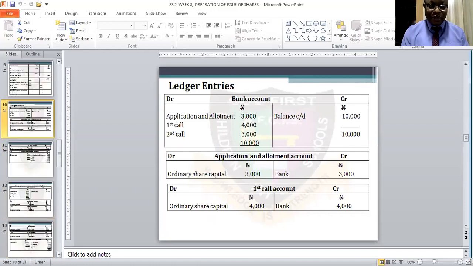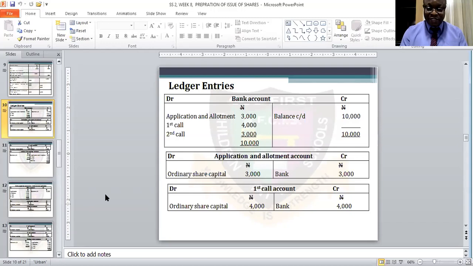Under the general entries, we have bank account. Mind you that we are giving 10,000 ordinary shares. Let us look at how we are going to get the bank account. Application and allotment of 3,000 naira, then first call is 4,000 naira, and second call is 3,000 naira. 3,000 plus 4,000 gives us 7,000. 7,000 plus 3,000 is 10,000. That's how you are going to get your bank account.